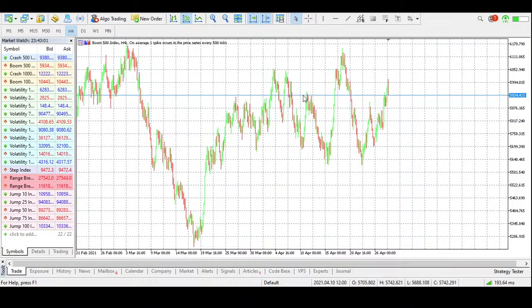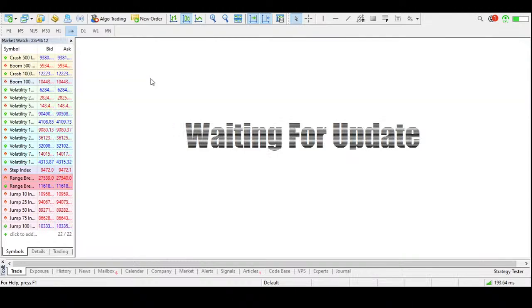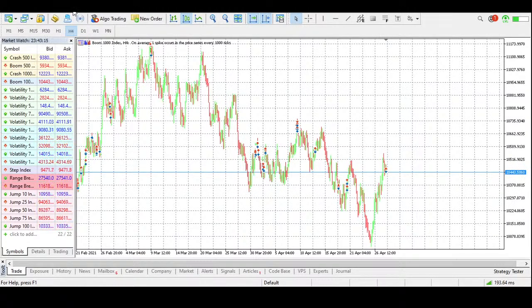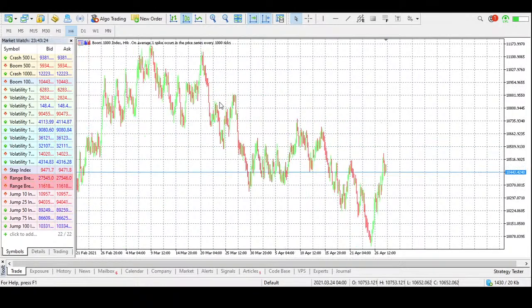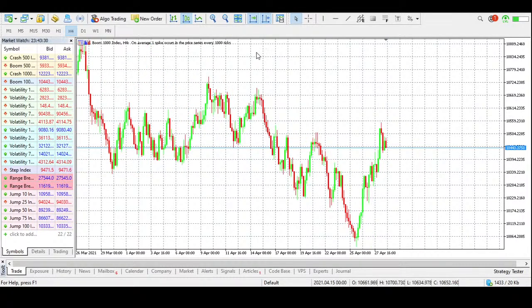Okay, Nasib says on Boom 1000 you can see there is a breakout and a divergence as well on H1 time frame, what would you advise? Let's check Boom 1000. What time frame are you using? Are you using H1? Are you using H4? And what indicator are you using to conclude a divergence? Are you looking at RSI, stochastic?